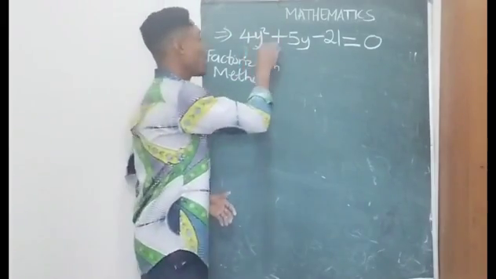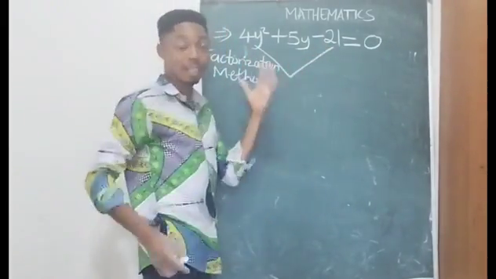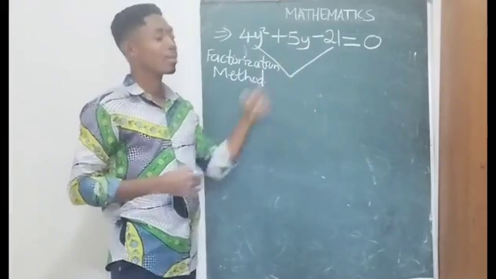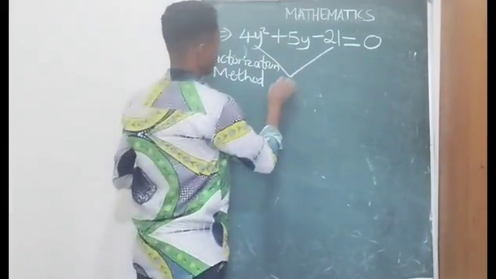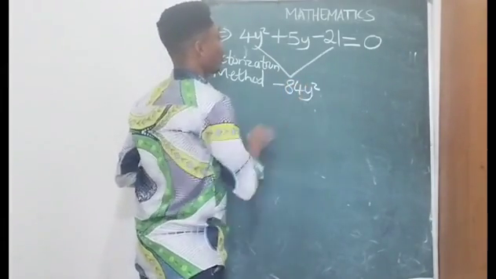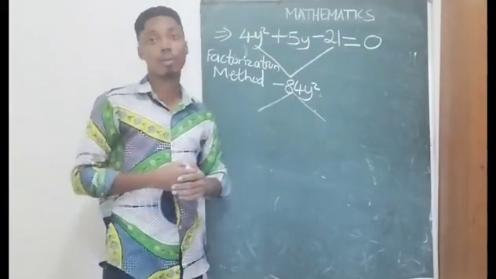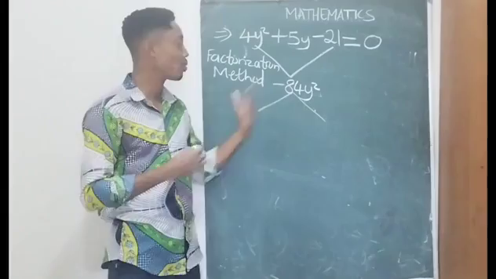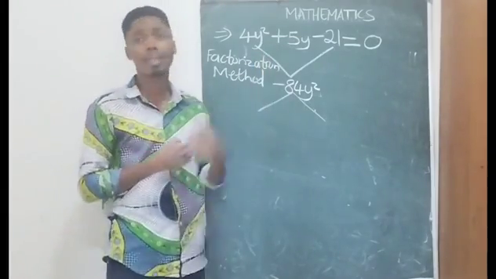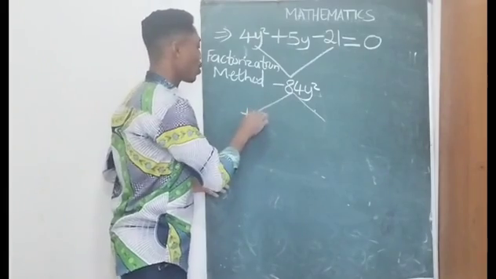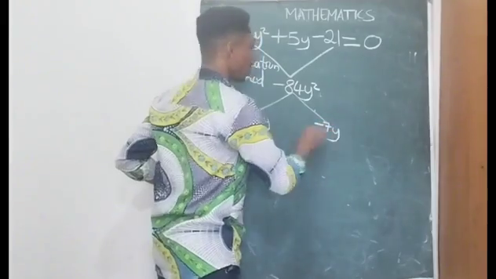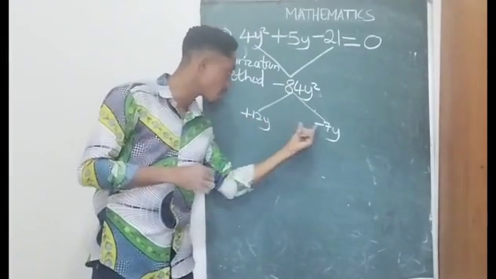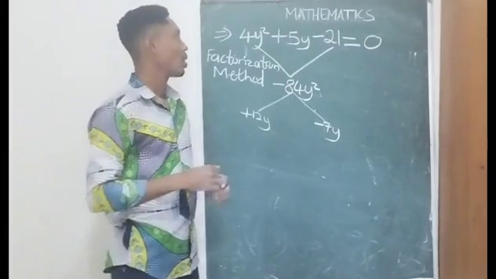So the first thing, multiply the first term and the last term on the left-hand side. If you do that multiplication, that is going to give you 4 times minus 21, that's minus 84 y squared. The next thing, find factors of minus 84 y squared such that when you add, it's going to give you the middle term. There are many factors of minus 84 y squared, but the factors that when you add will give you the middle term are plus 12y and minus 7y. Yes. So if you add this plus this, it's going to give you plus 5y.